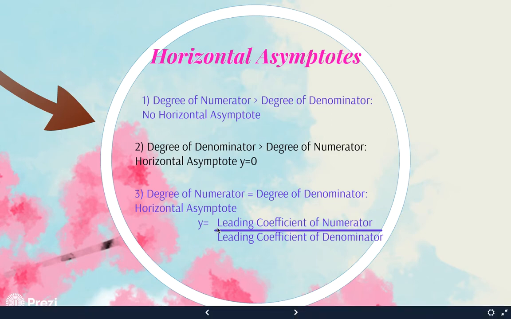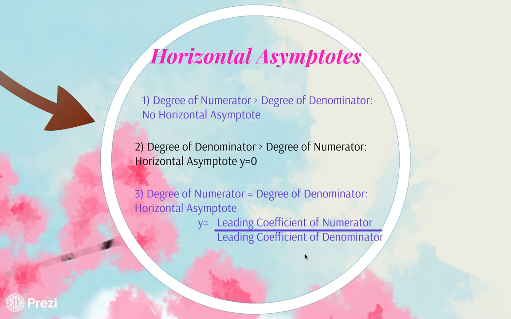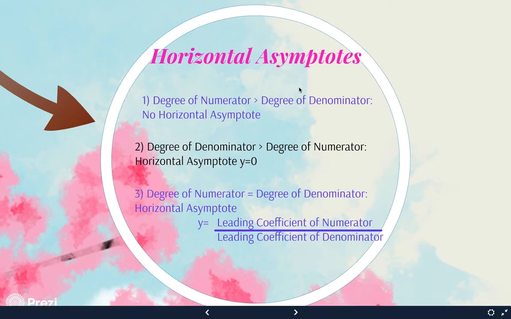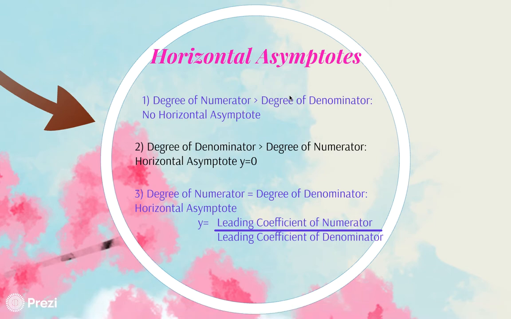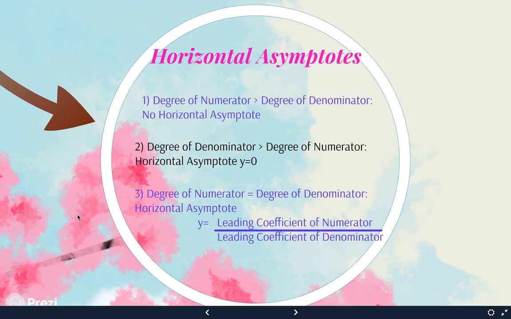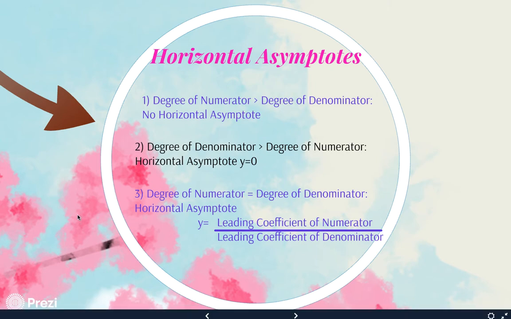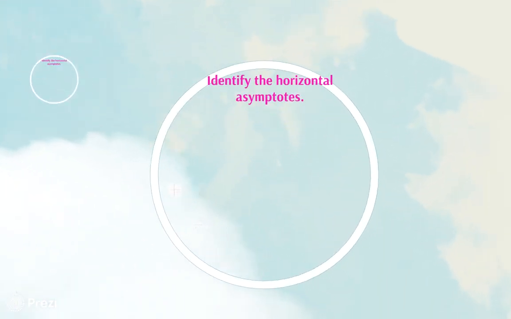So y equals, you're going to take the leading coefficient of the numerator and then divide it by the leading coefficient of the denominator. And that's it. Whatever those 2 leading coefficients are when you divide is your horizontal asymptote when the degrees are equal. So you just have to be able to identify the degree of the numerator and the denominator, and then you just pick one of these 3 options. Okay, that's it. Don't overthink these, you guys.